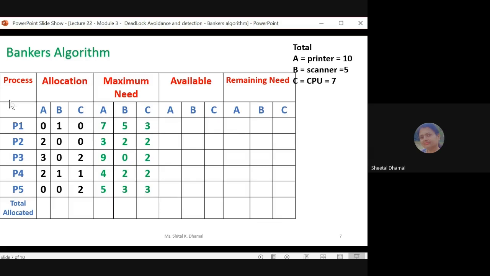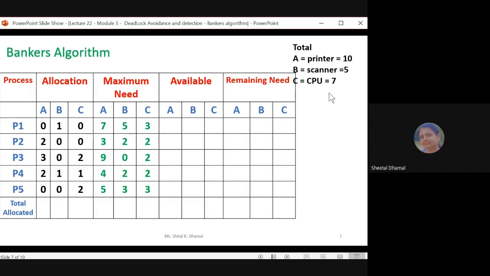Now see, the number of allocated resources is given, the maximum resources which are required by the process to complete its job are given, and the total number of resources available in the system are also given. Now how to find out this safe condition here? Means here you have to try to execute all the processes without the deadlock. So how to do this? So at first, we have to find out the total number of resources allocated to all the processes.